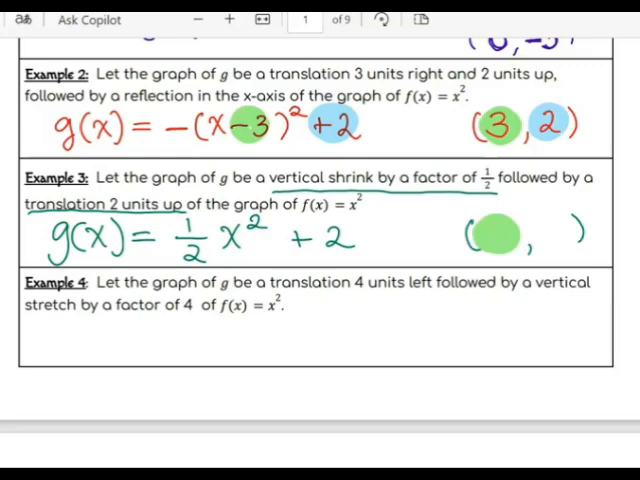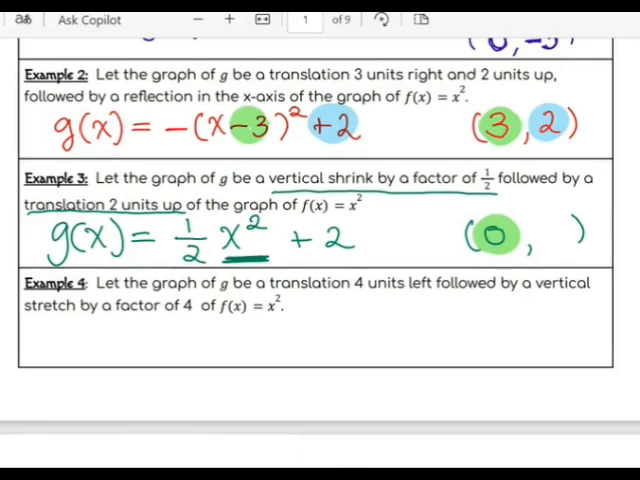The vertex is next, and we're going to take a look at the x value. Well, remember, we did not go left or right, which means my x value is 0, and the vertex moved up 2, so we have a positive 2.